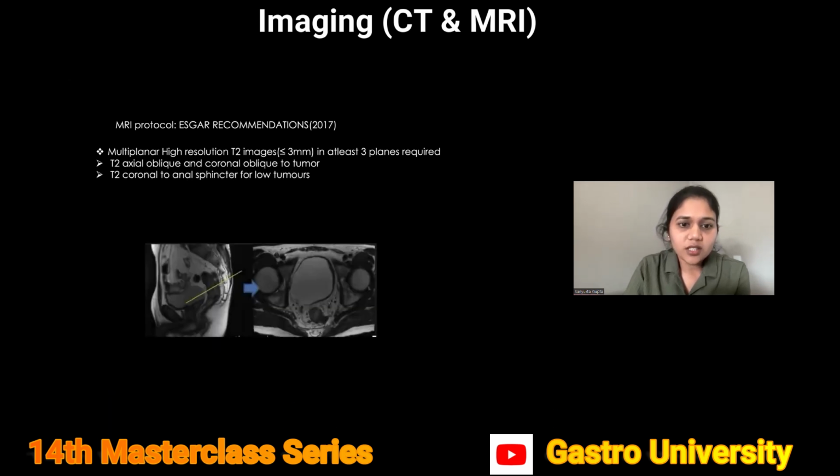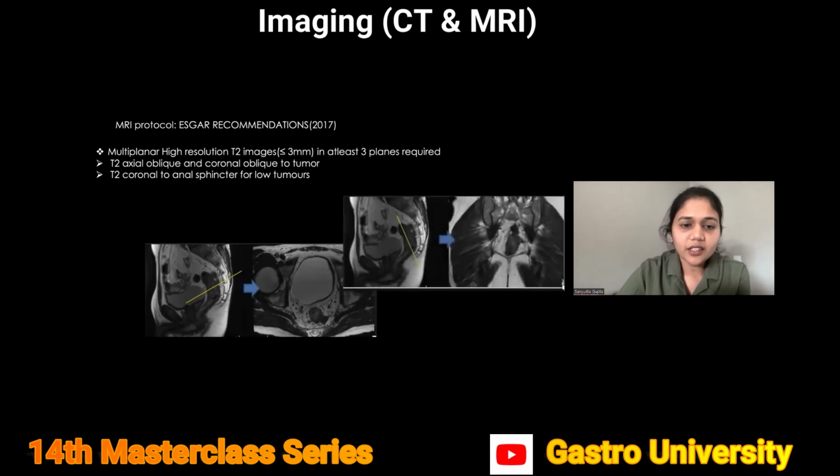imaging. So in this picture, this is the sagittal T2 weighted image, and we can see the white hyperintense urine in the bladder. So this is a T2 weighted image, and we are acquiring a sagittal oblique. This is the tumor, and we are acquiring an orthogonal plane. So this is how we acquire the axial oblique planes.